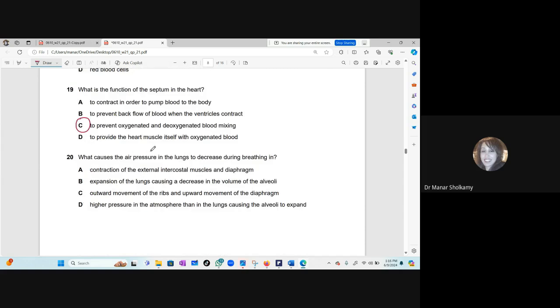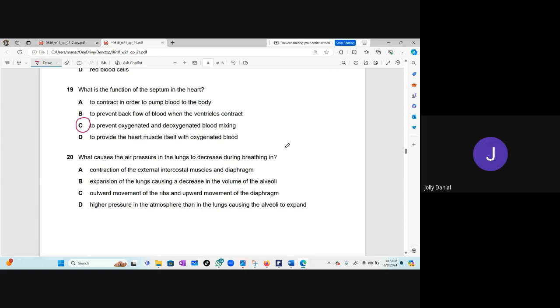What causes the air pressure in the lungs to decrease during breathing in? Contraction of the external intercostal or expansion of the lungs causing a decrease in the volume of the alveoli, outward movement of the ribs and upward movement of the diaphragm, higher pressure in the atmosphere than in the lungs causing the alveoli to expand.